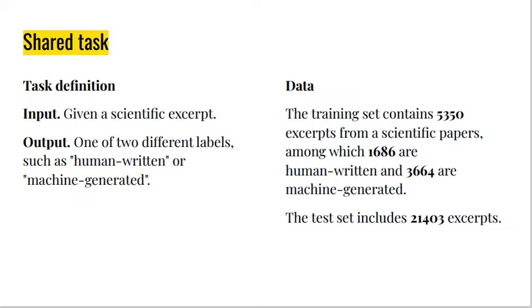We were given a scientific text and we were required to predict one of two labels, such as human written and generated. The training set contains approximately 5,000 texts. We can see that these data are imbalanced. We had 3,500 generated texts and only 1.5 thousand human written.